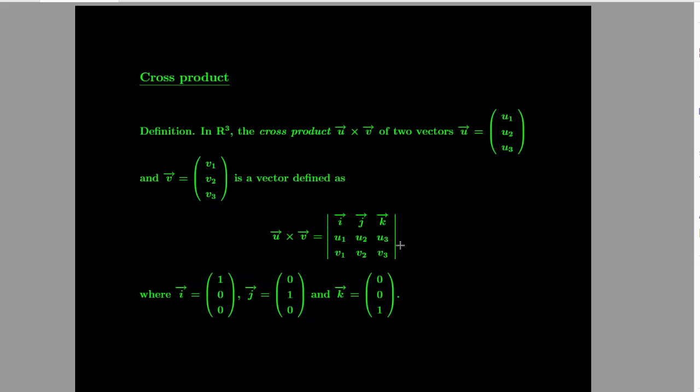Remember the formula. In the formula, the first row has the three standard basis vectors in R3. I told you the term before, right? These three, i, j and k, are standard basis vectors in R3. The second row consists of all the components of the first vector u. The third row consists of all the components of the second vector v.